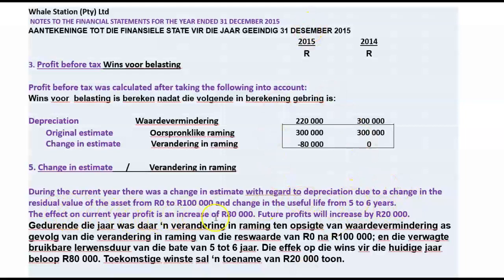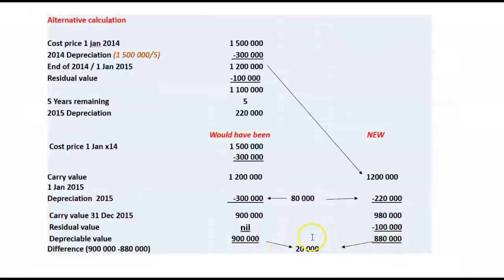The effect on the current year's profits is an increase of 80,000 Rand, and future profits will increase by 20,000, which is the difference between the 900,000 total depreciation under the old method and 880,000 total future depreciation under the new method. And then we're done.